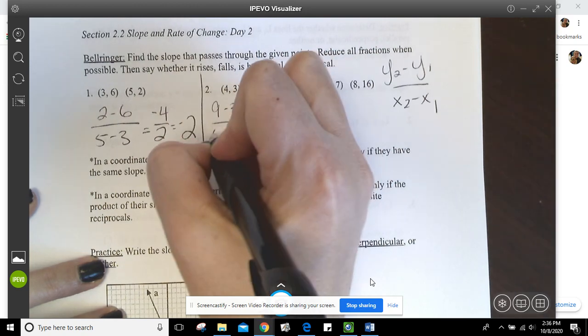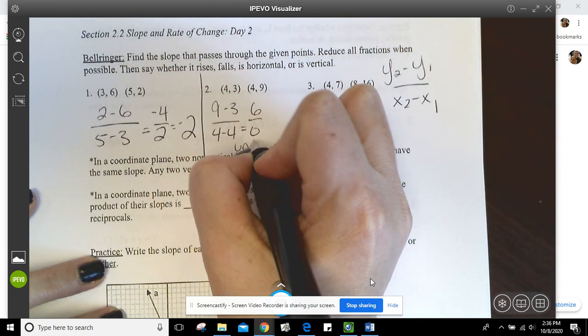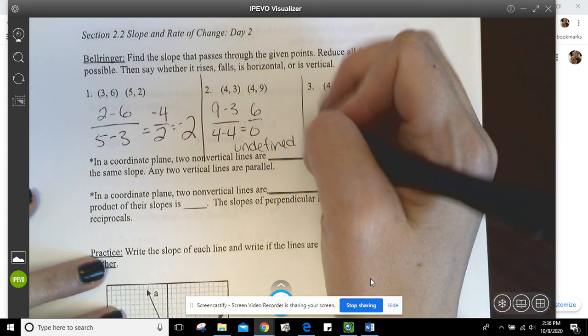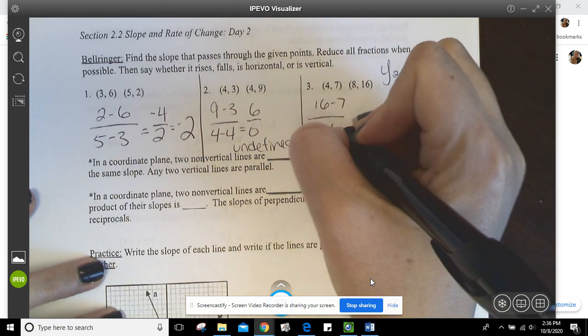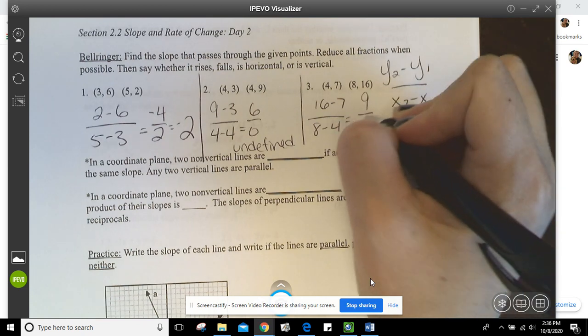9 minus 3, 4 minus 4, so you get 6 over 0. So remember the 0 on the bottom says error in your calculator, so this would be undefined. And then 16 minus 7, 8 minus 4, get 9 over 4.